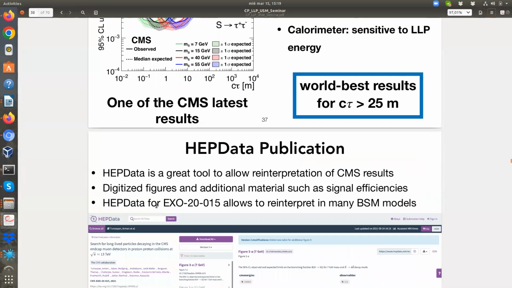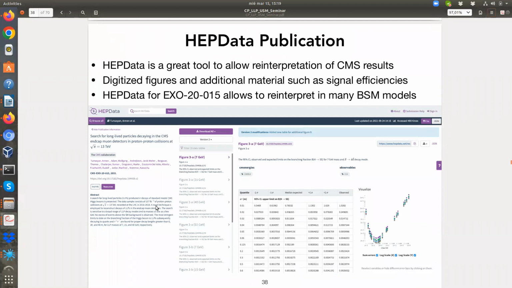Okay, so I think that gives you the idea, and then once we did this, there was large interest from the theory community to reinterpret this search in many other models, because in this case, we focus on these Higgs decaying to 2 scalars. But we publish kind of a lookup table. So you plug in your model, you tell me where it decays, what energy it had, and I will tell you what's the efficiency of reconstruction. So you can reinterpret in your favorite model without the need to redo the whole analysis.